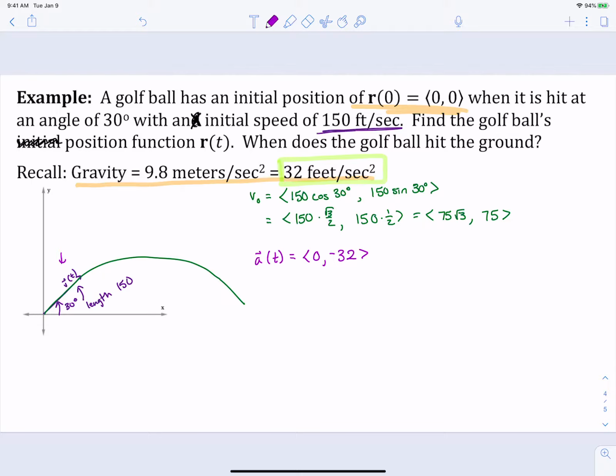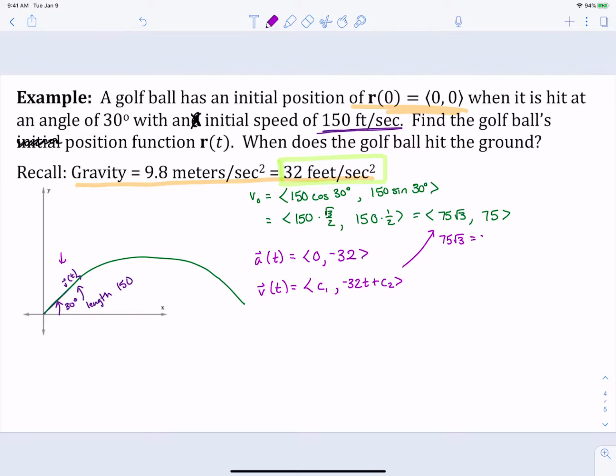And when we're in 3 dimensions, gravity is going to be your z direction because it's going to be pushing down. All right, so this is actually our acceleration function. We can get the velocity function by, again, taking the integral of this. The integral of 0 is just a constant, and the integral of 32 would be 32t plus another constant. This is where that initial velocity comes in: when we plug in 0 for time, we need to get out these x and y components.